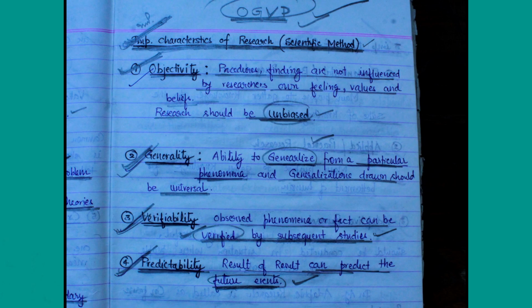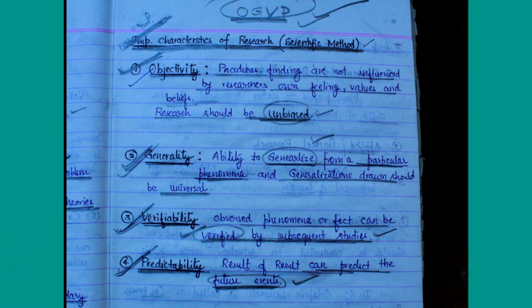So objectivity means a researcher should be unbiased. Researchers and findings should not be influenced by the researcher's own feelings, right? Own feelings. There is a term, if you remember my communication module, I told you there are certain barriers of communication. There we have studied stereotyping.